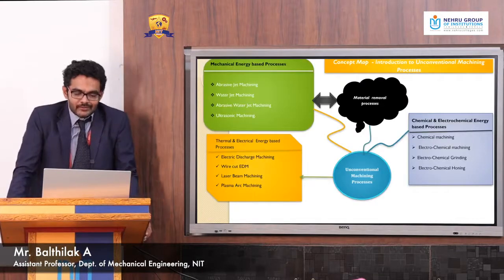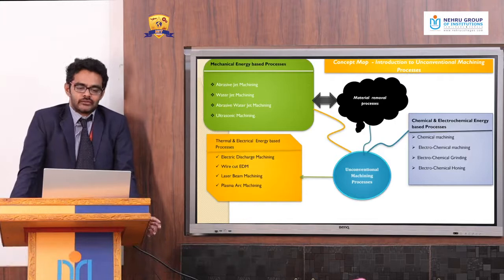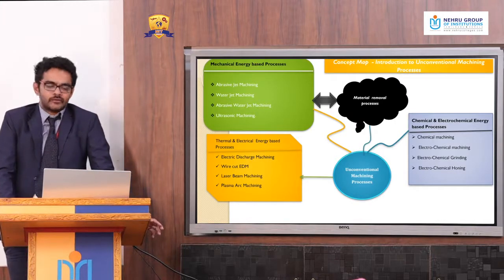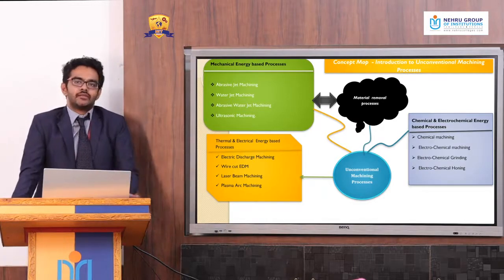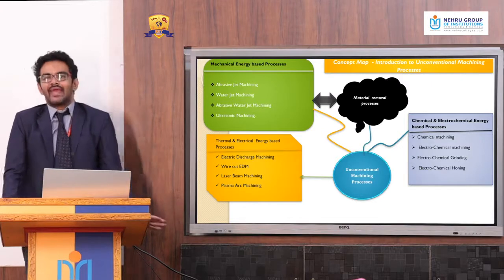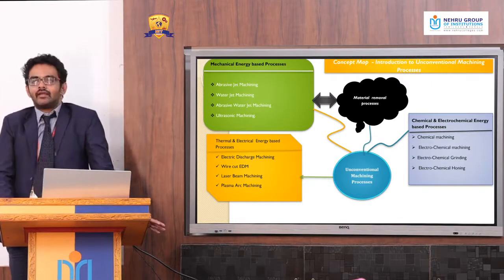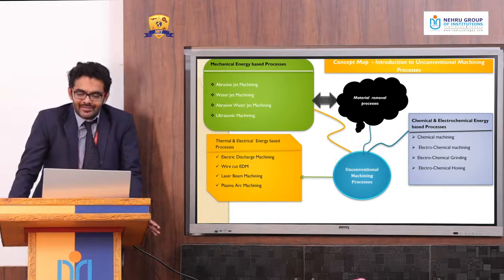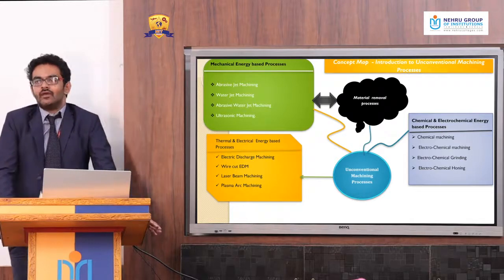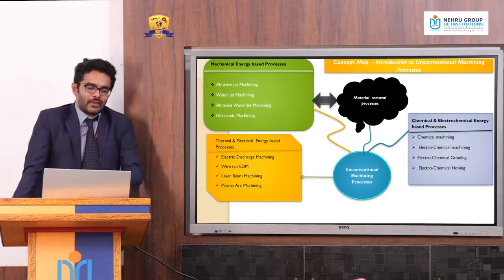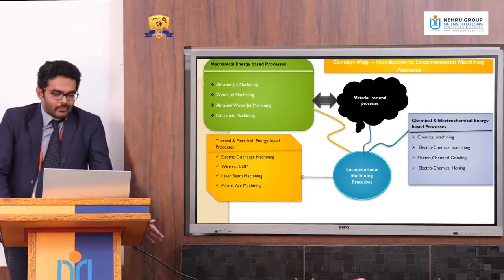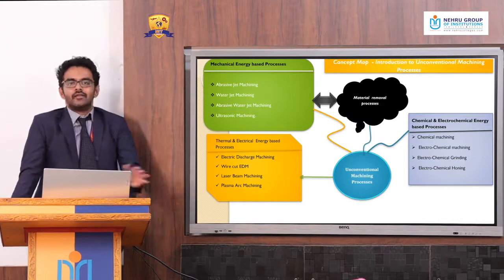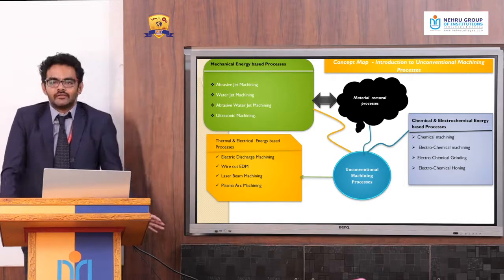Let me discuss the concept map for the first topic, that is introduction to machining process. Here is how the machining process is classified. The classification is based upon the energy sources: mechanical energy sources, then thermal and electrical energy sources, and then chemical and electrochemical energy sources. What machining processes come under the mechanical energy processes? Abrasive jet machining, water jet machining, and ultrasonic machining.